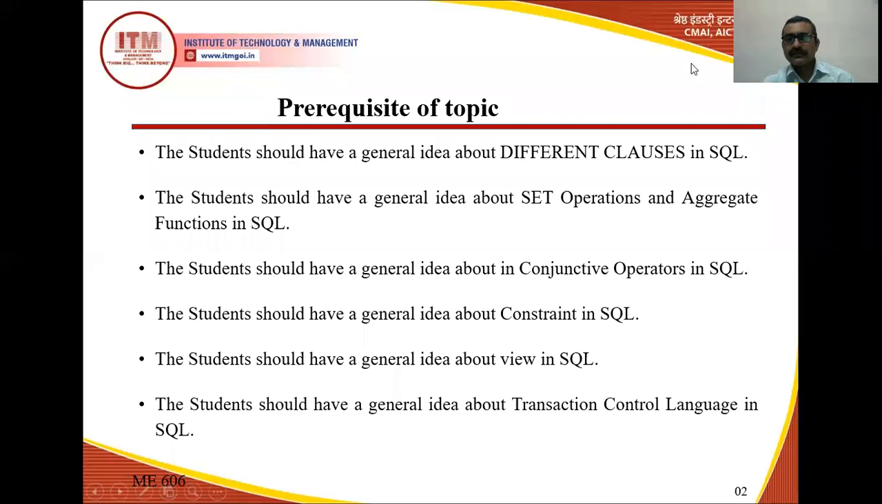Now first we have to discuss the prerequisite of topic. First one we have to discuss the different clauses in SQL. So what is the clause? Clause is just like a condition which we have to use for a particular column or particular table, and the clause is just like a condition or it is just like a protocol. So different types of clauses.